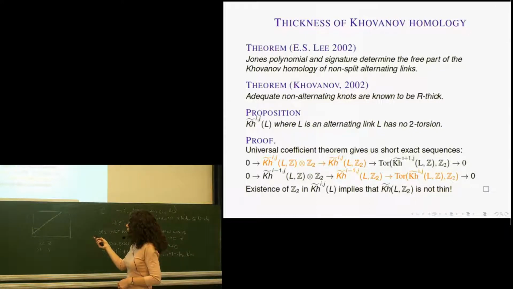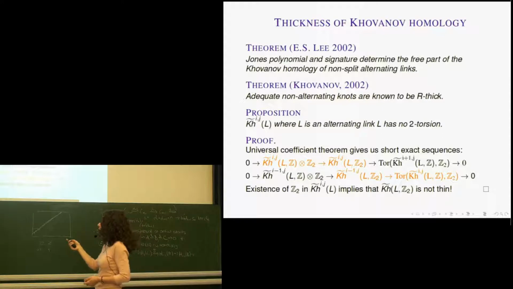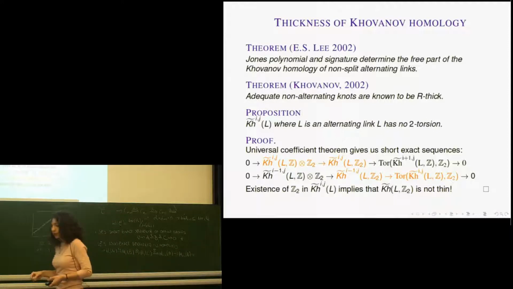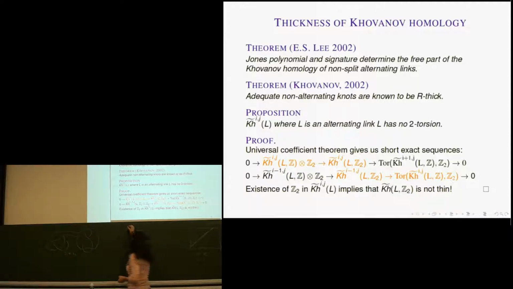However, that's not true of knots that don't have thin Khovanov homology. In particular, adequate non-alternating knots are known to be thick, meaning they lie on more than 2 diagonals. What I did not do for you is define what adequate knots are.